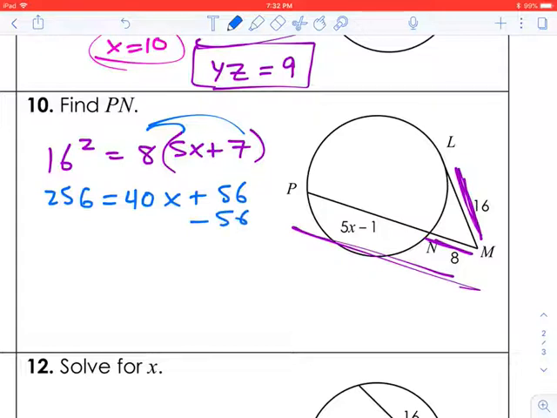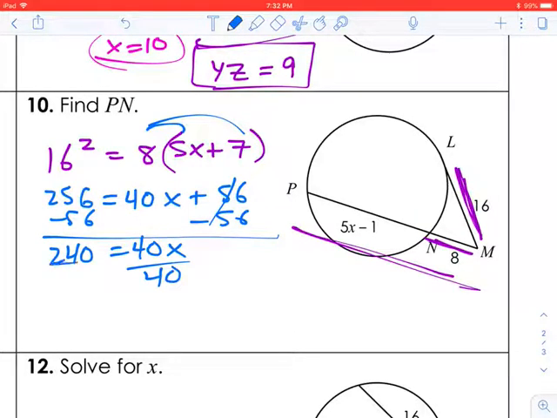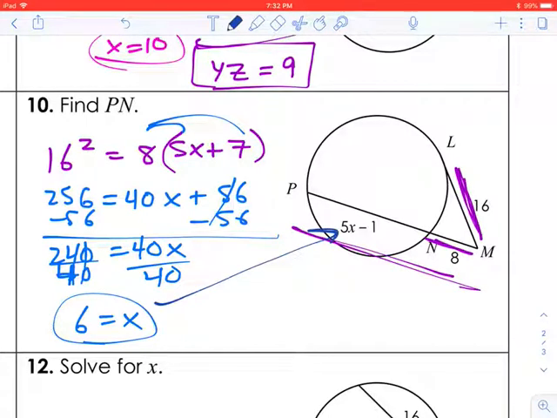And then we're getting the x by itself. So I've got 240 equals 40x. And so when I divide by 40, I end up with 6 for x. But again, that's not what I was looking for. I need to find PN. So PN is going to be 5 times 6 is 30 minus 1, which is 29. And there we go.